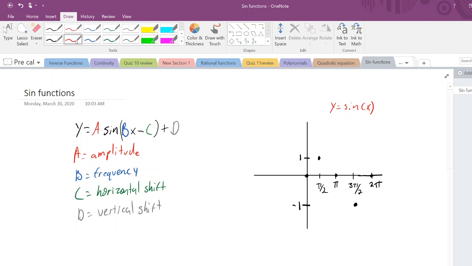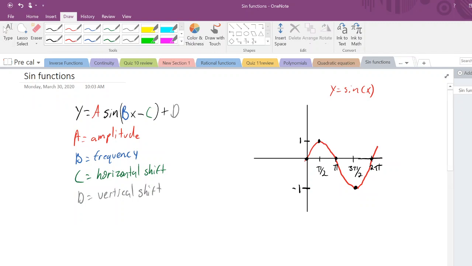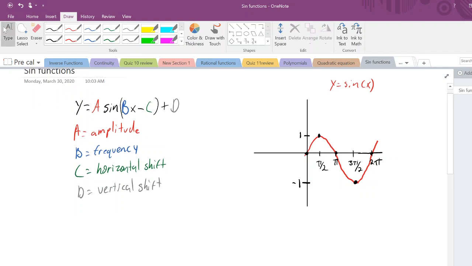So here's the key. Every graph of sine is going to look similar to this. It's not going to be exact, but it's going to look very similar, with the same form. This is the parent graph of sine of x, and this is what we compare to. The only things that change are the amplitude, the frequency, the horizontal shift, and the vertical shift. But like I said before, the only things we're worried about today are the amplitude and the vertical shift.